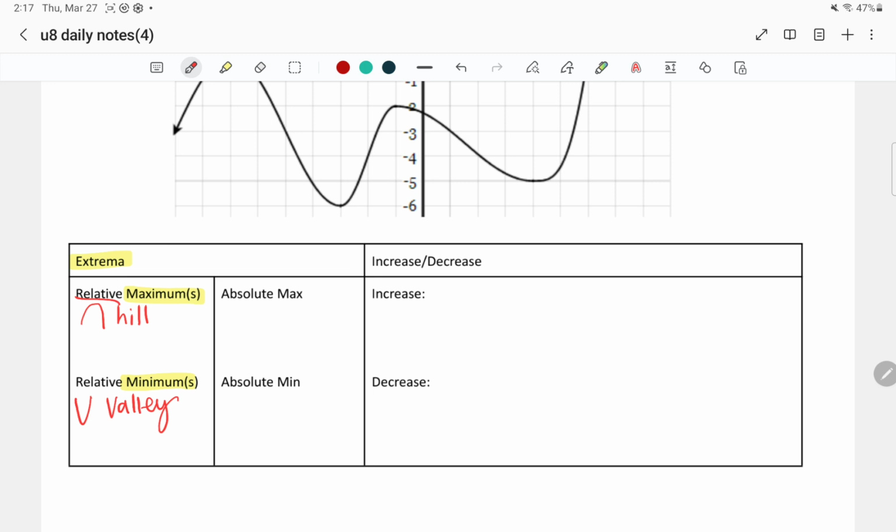So we have the relative maximums and minimums. That's just any time we have a hill or a valley. And then we have the absolute max and absolute min. That's the highest hill or the lowest valley. Okay, the tallest point and the lowest point.